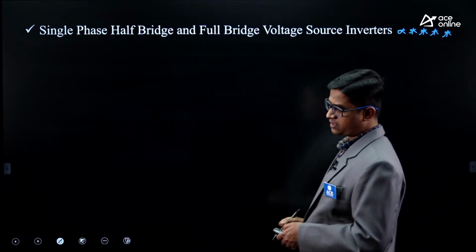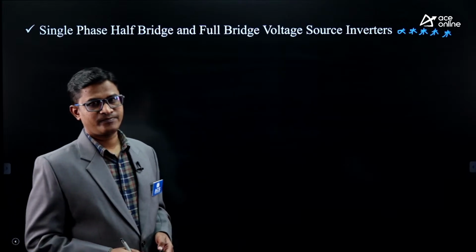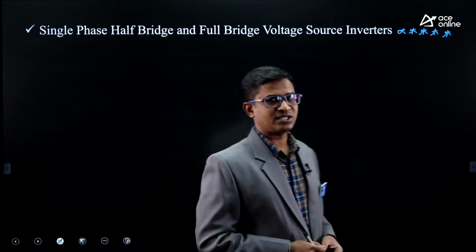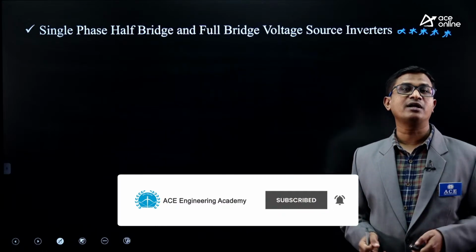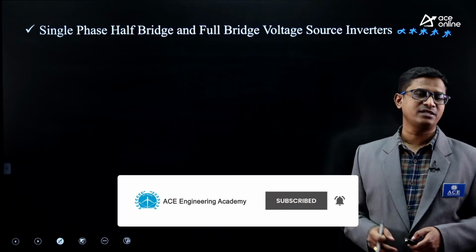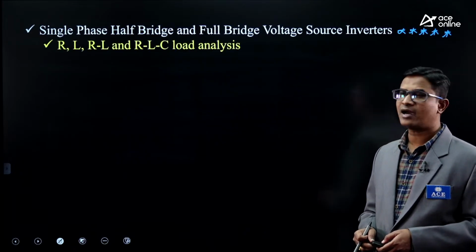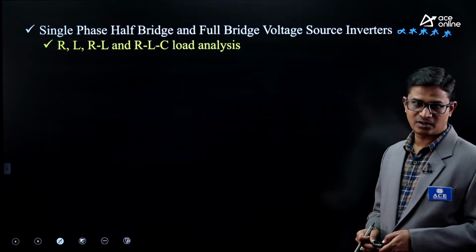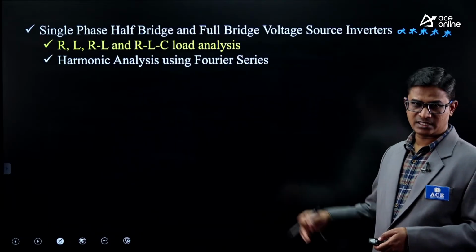In each converter, we need to understand the Fourier series expressions of output voltage and output current, which are the different harmonic contents, right? What is the THD, etc. For R load, L load, RL load and RLC load analysis. All right? Yes. Harmonic analysis using Fourier series. Yes, just now I said.